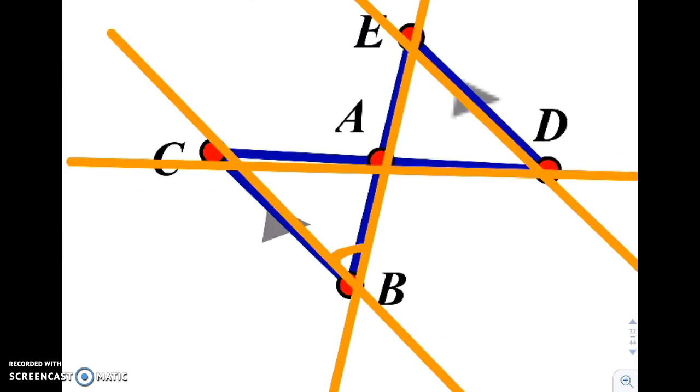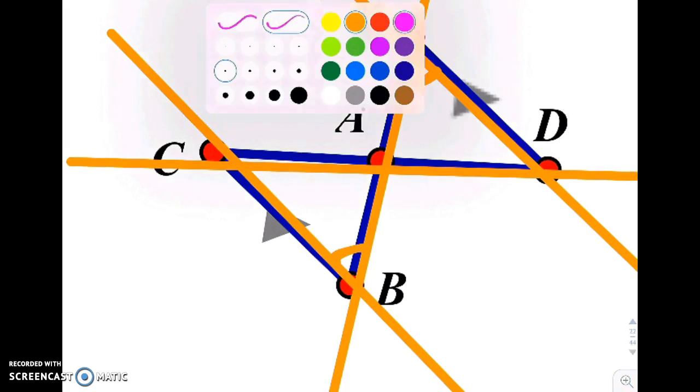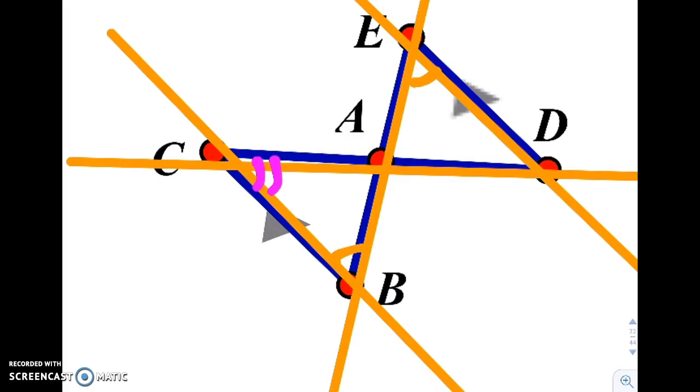That means angle B and angle E are going to be alternate interior, so they're congruent. And that also means that C and D are congruent because they're alternate interior. Now that I have two angles, I don't even need the vertical in the middle, although you could use it instead of one of the other angles if you wanted to.